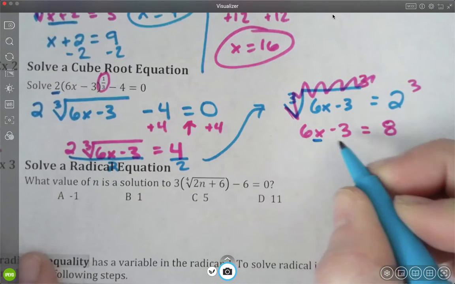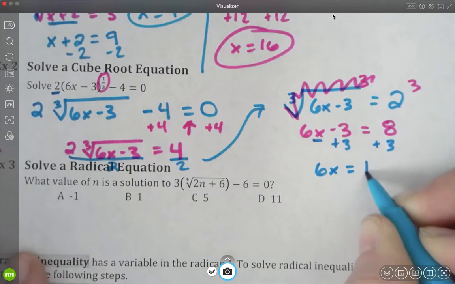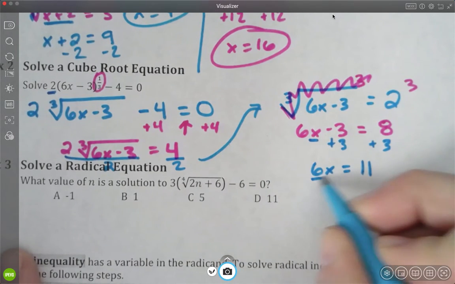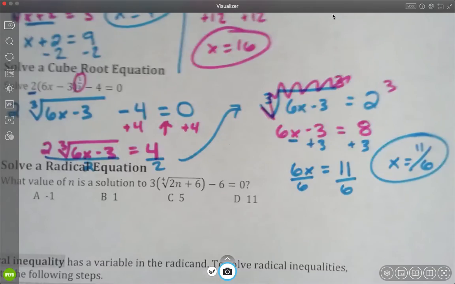I want to get the x by itself. I add the 3. 6x equals 11. Yuck. This is not going to come out nice, right? X equals 11 over 6. Leave it like that. You don't have to convert it to a decimal. It would be like 1.8 something maybe, right? But if you leave it as 11 over 6, okay?